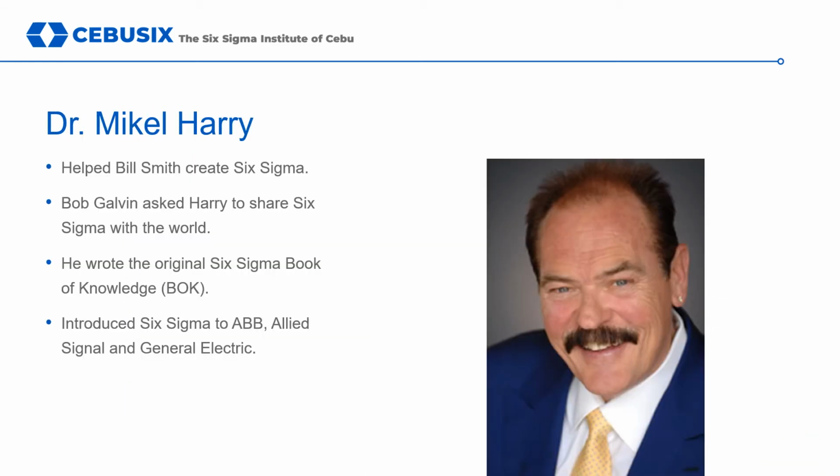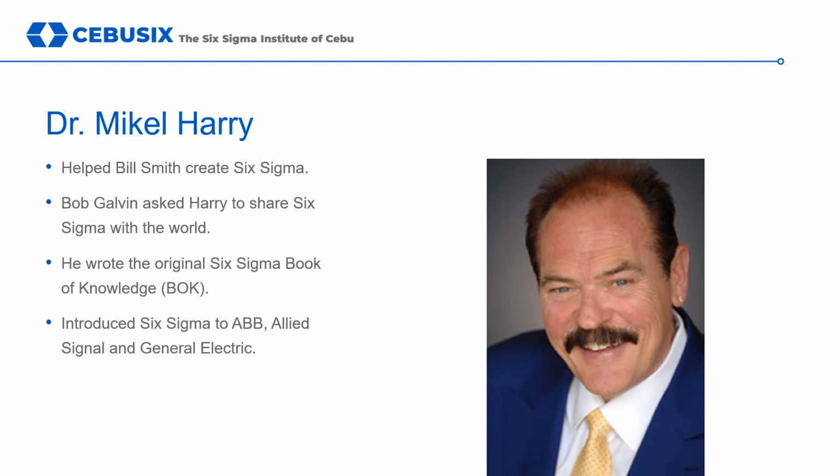Mikel Harry was a statistician, quality expert, and author who, along with Bill Smith, is credited for developing Six Sigma. While he is sometimes referred to as the father of Six Sigma, it is important to remember that it was Smith who recommended using Sigma as a common metric to compare quality initiatives. After Bob Galvin instructed the team to share Six Sigma with the world, Harry was the one who wrote the first Six Sigma book of knowledge and even opened the first institute to teach Six Sigma outside of Motorola.